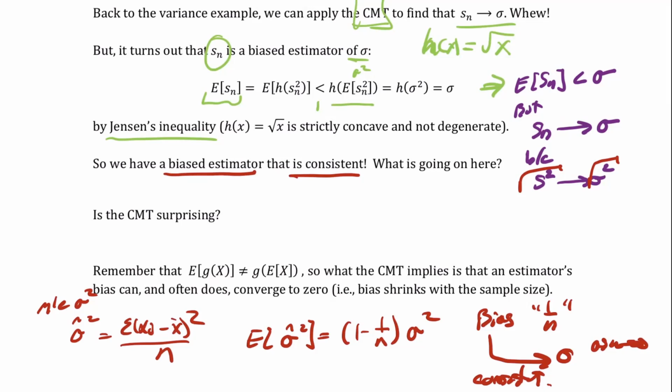So this is one way that we handle problems with Jensen's inequality: we use the continuous mapping to show that we end up in the right place, and then we notice that we have some bias, and that bias has to converge to 0. Bias shrinks with the sample size.